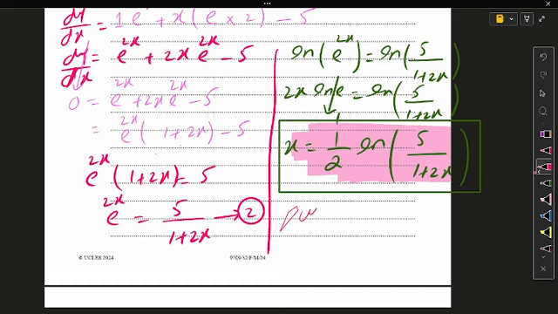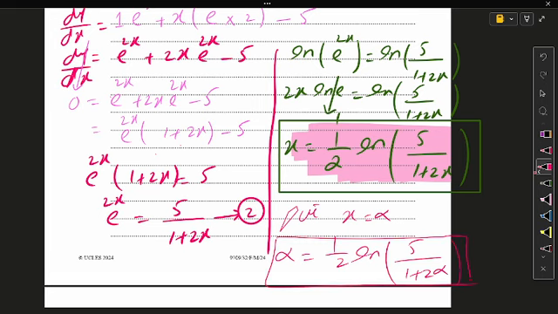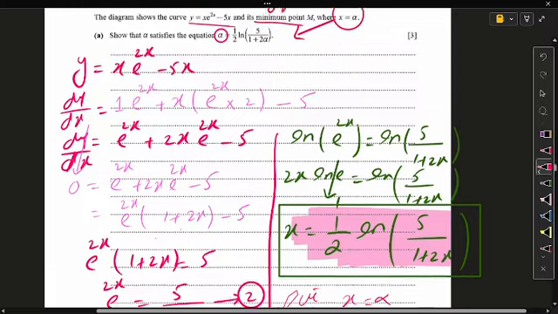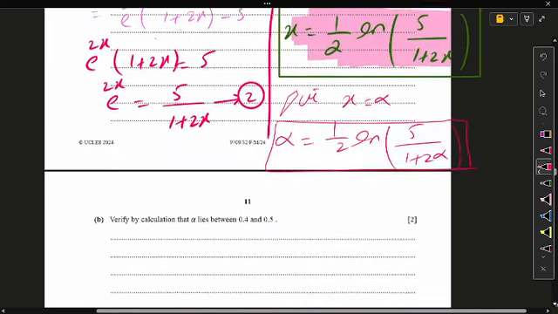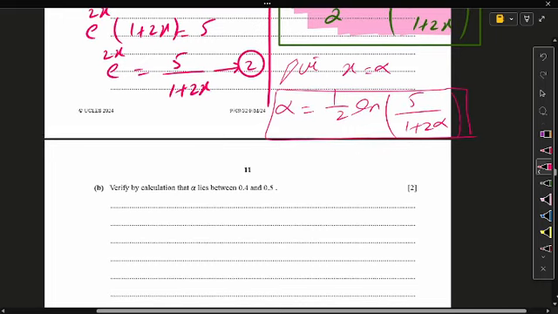So put that in, and you have to prove so far. Let's check. Yeah, that one. You prove it. In this way you can get the answer for the A part.